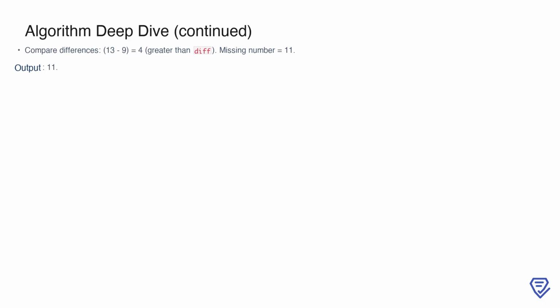Next, we check the middle element in the remaining subarray, which is 13 at index 3. This time, the difference between 13 and 9 is 4, which is greater than the expected diff. This indicates that the missing number lies between 9 and 13. By adding the diff to 9, we determine that the missing number is 11. Thus, the output for this example is 11.